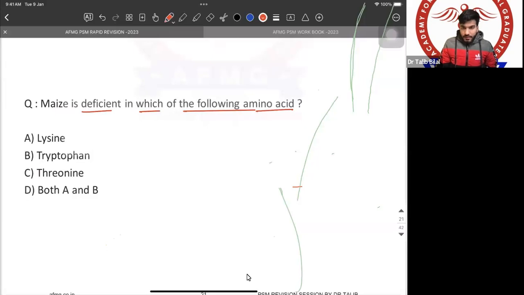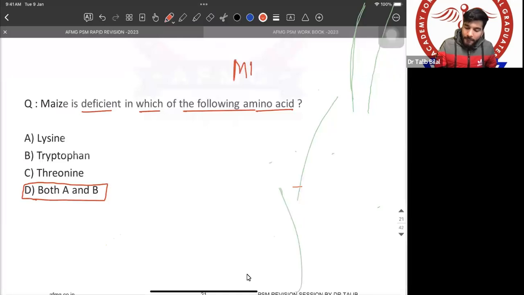What are the different names you have? Serotonin, melatonin, vitamin B3 from tryptophan. What is the answer? The answer is both A and B.